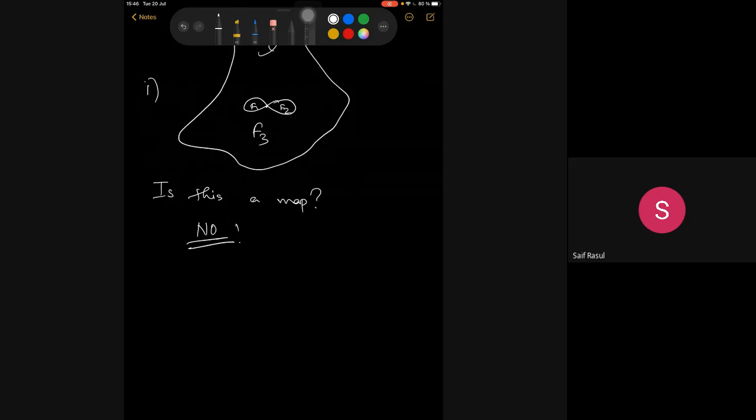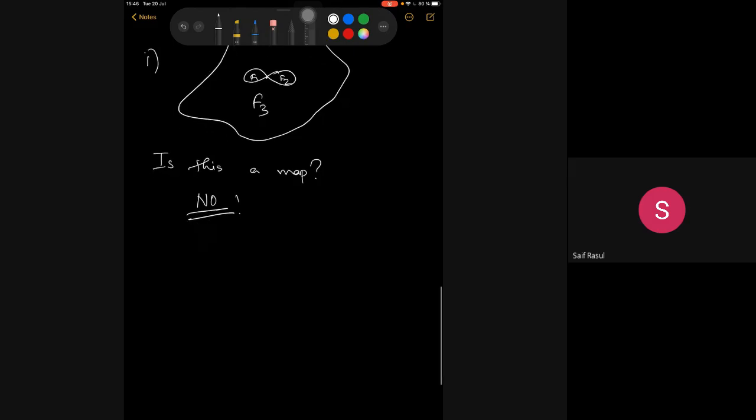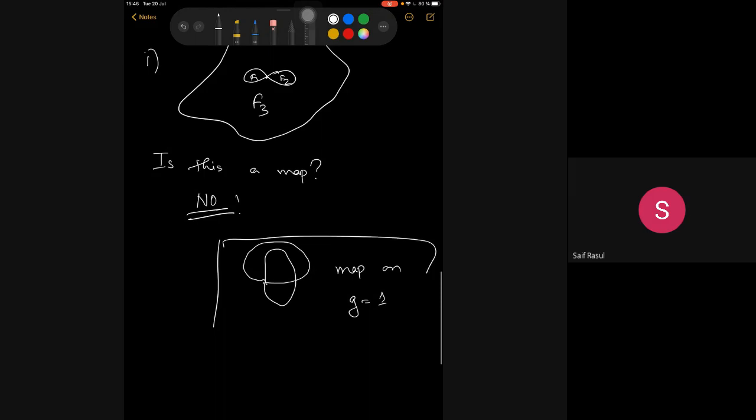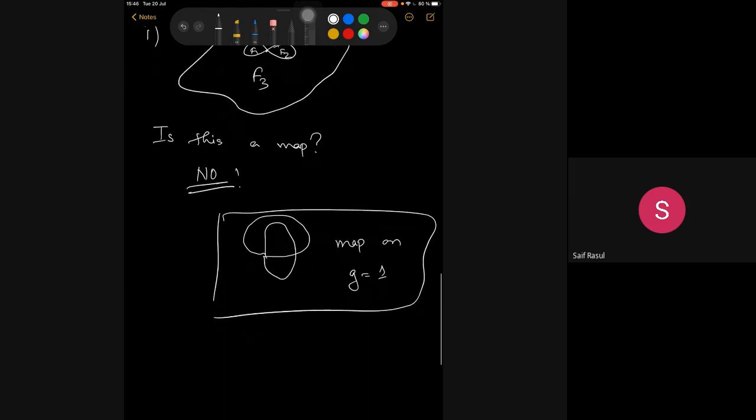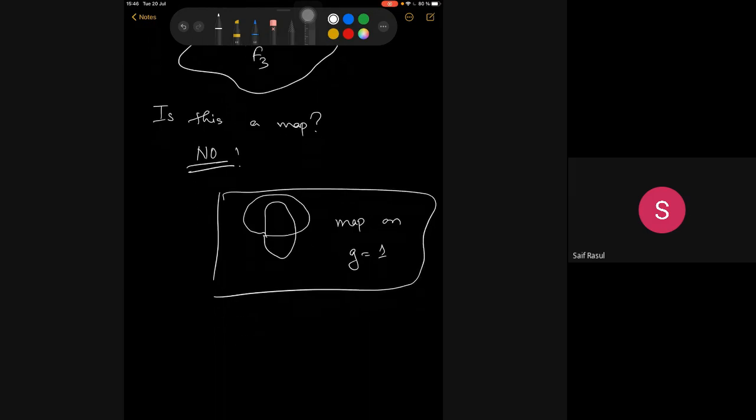So since I didn't have a donut beside me, I used a mug and tried to draw this thing on a mug. This is a map on a genus 1 surface. I've uploaded it to Informal Gallery. If you want, you can have a look and see why this is a map.